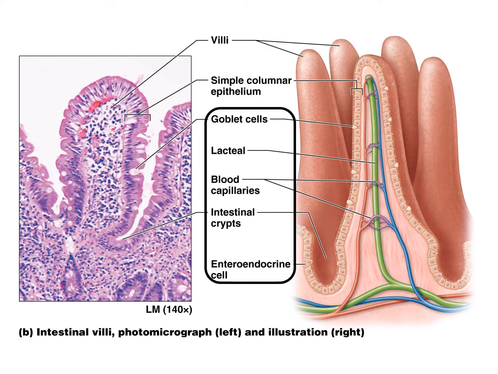Okay, so here in the villi we have the goblet cells that secrete mucus. We have the lacteals that are going to absorb fats. We have blood capillaries that are going to absorb other things that are reabsorbed or absorbed. And as well, we have these intestinal crypts that are lined with these enteroendocrine cells.